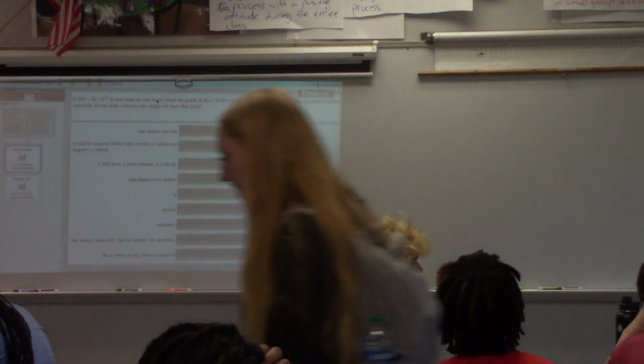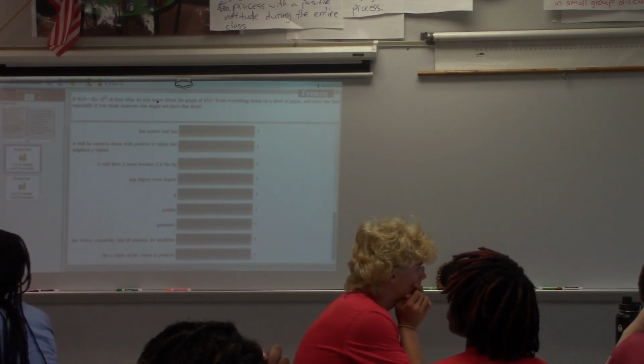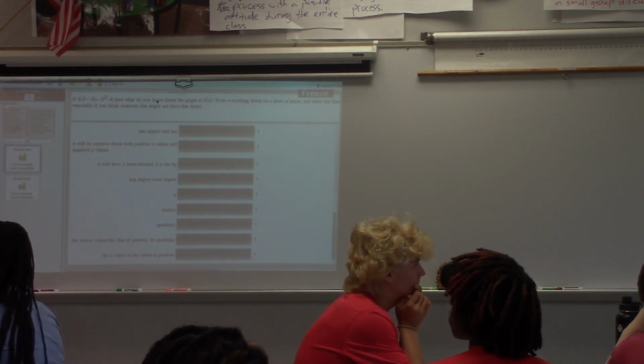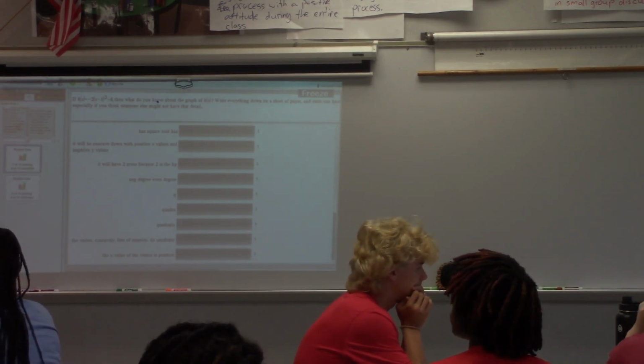Okay, so it's quadratic. What else do we know about this function? Concave down. Before we even say concave down, though, there's something else that we should recognize about it.